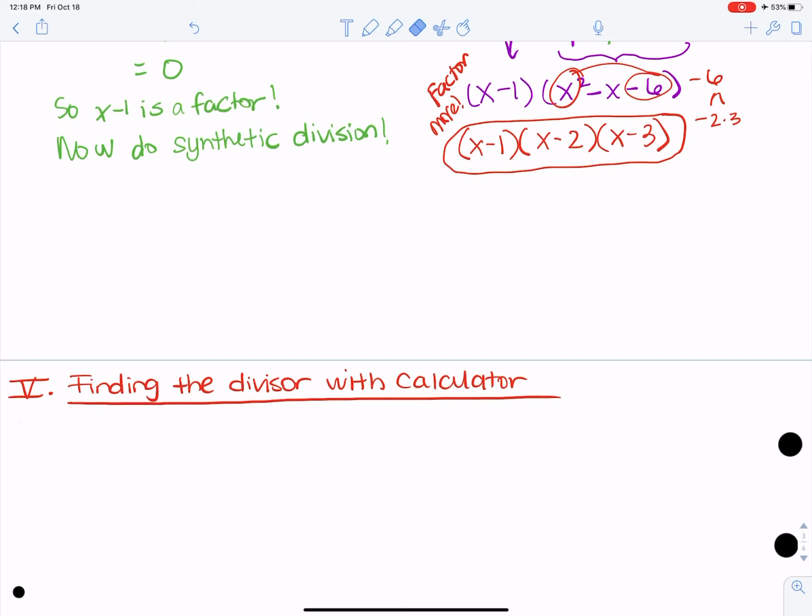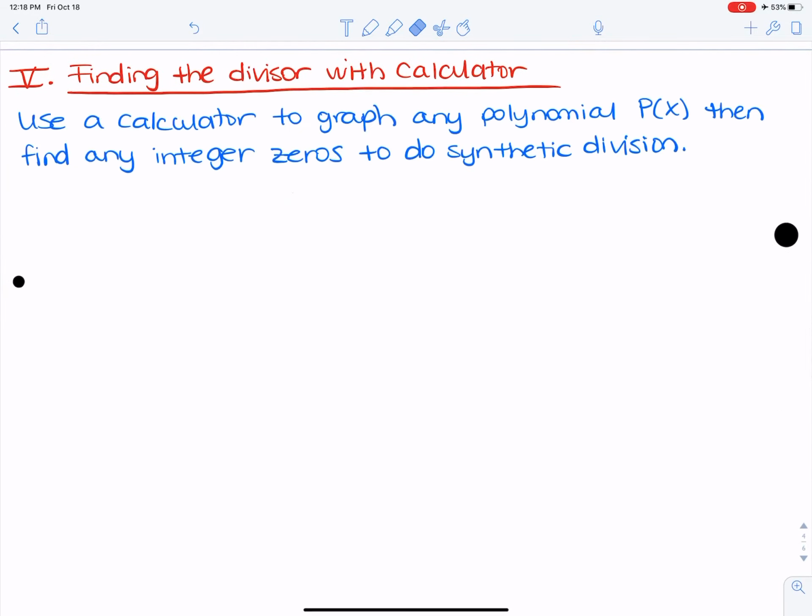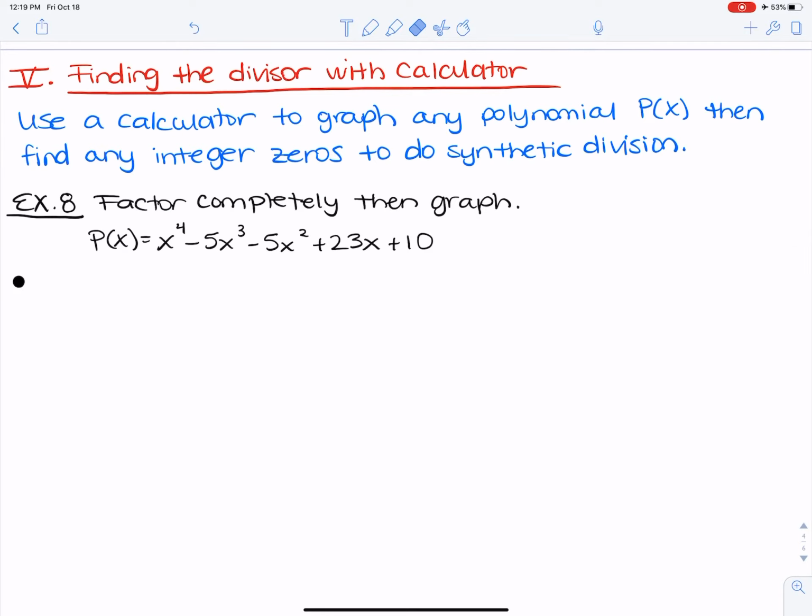And so you're going to use the calculator to graph any polynomial, then find any integer zeros to do synthetic division. All right, so in your calculator, you're going to factor completely, then graph P of x and all of that. So what you end up seeing when you graph it is that this thing looks something like this.